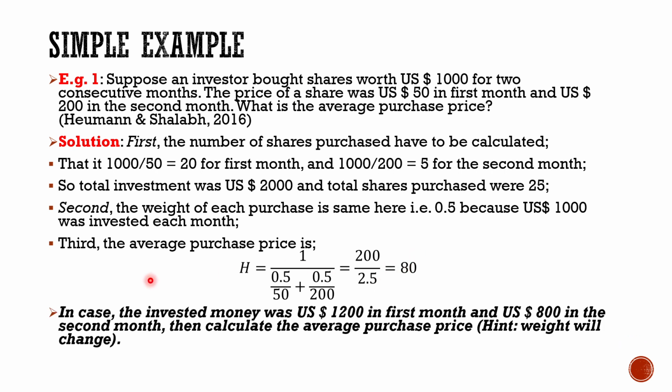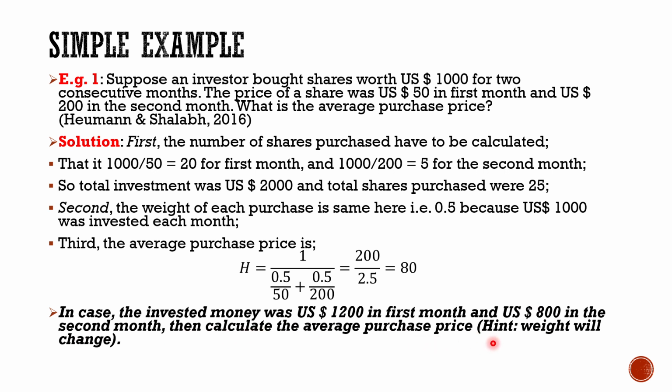It means the average purchase price for this particular example is 80 US dollars for 2 consecutive months. Now I'm giving you a simple example here, which you will have to calculate and get me the answer, and drop the answer in the comment box. In case with the same example, if the invested money was 1200 US dollars in the first month and 800 US dollars in the second month, then calculate the average purchase price.